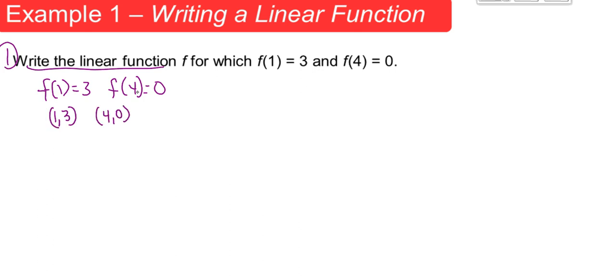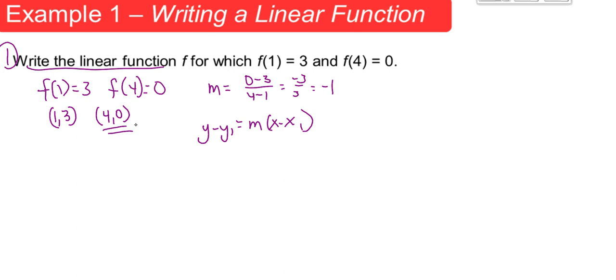I am going to go through a whole process, but I'll comment at the end, and maybe you're noticing this is the y-intercept, but it wouldn't necessarily have to be. So I'm going to find the slope m, which is 0 minus 3 over 4 minus 1, so negative 3 over 3, or negative 1. I'm going to use y minus y1 equals m times (x minus x1), and I am going to use this point. It doesn't really matter.